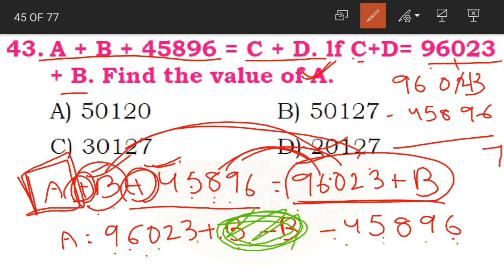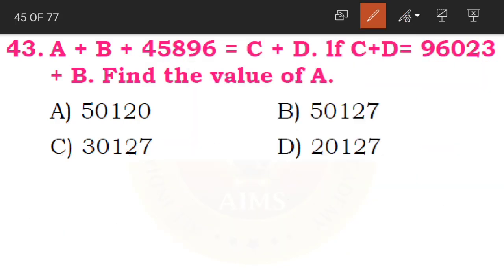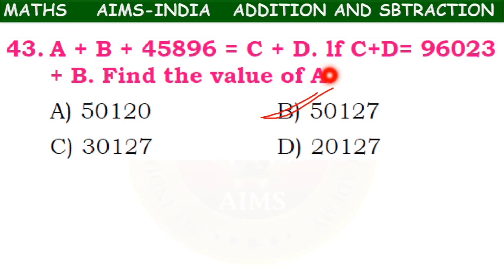13 minus 6 is 7. Again 1 minus 9 is not possible, so we are borrowing. 11 minus 9 is 2, 9 minus 8 is 1, 5 minus 5 is 0, 9 minus 4 what children? 9 minus 4 is 5. So what is our answer? 50,127. That is option number B. Clear? The value of A is 50,127.